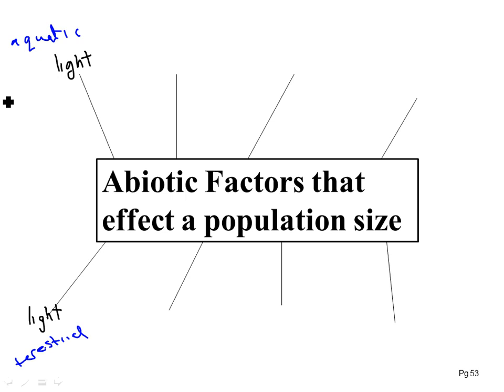Temperature. Is it too hot or is it too cold? On that previous graph, I could have put light, right? Is it too bright? Is it too dark? Et cetera, et cetera. And you know what? For terrestrial, temperature, also a factor. Too hot or too cold for a plant or an animal on land.